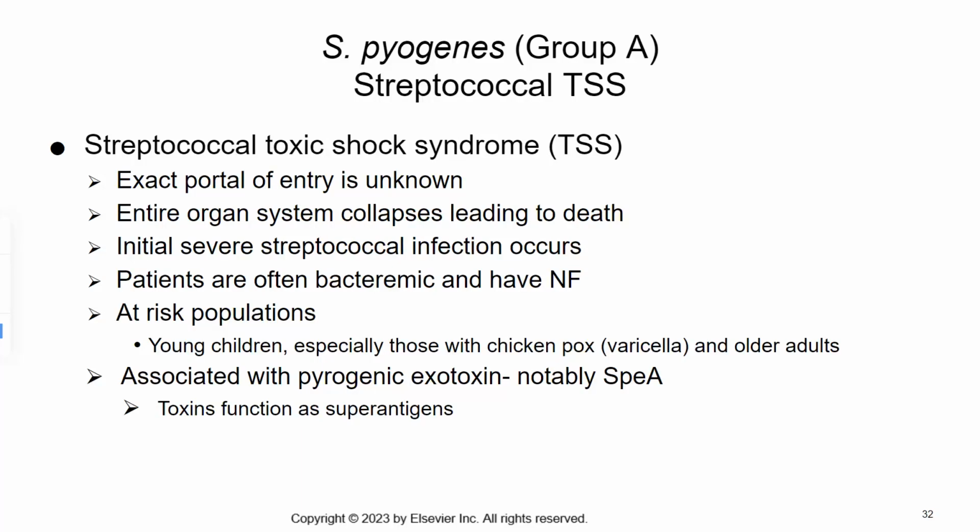Streptococcal toxic shock syndrome. The exact portal of entry is unknown. The entire organ system collapses, leading to death. Initial severe streptococcal infection occurs. Patients are often bacteremic and have necrotizing fasciitis. At-risk populations include children, especially those with chickenpox, and older adults. Associated with pyrogenic exotoxin, notably SPEA. The toxins then function as superantigens.